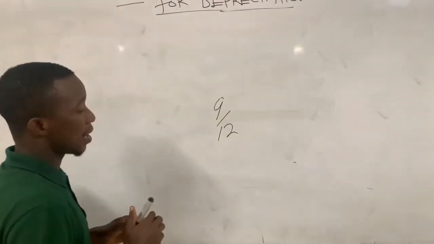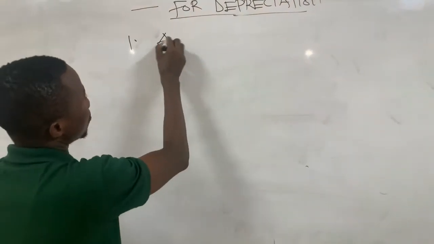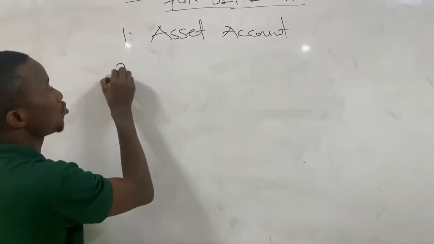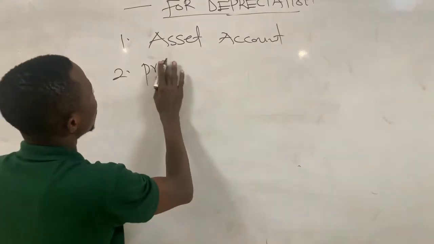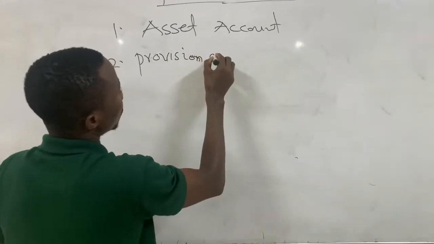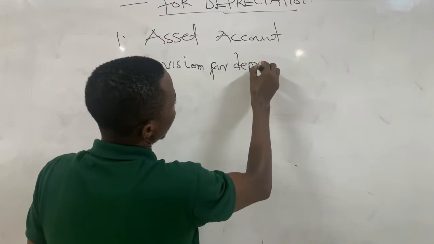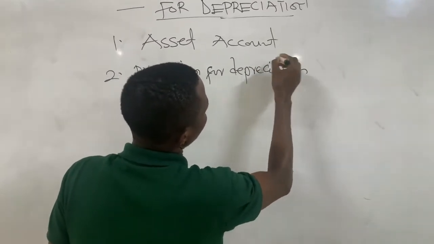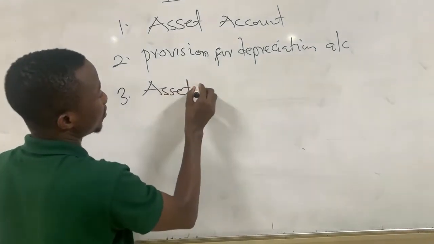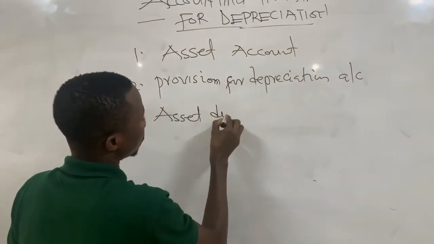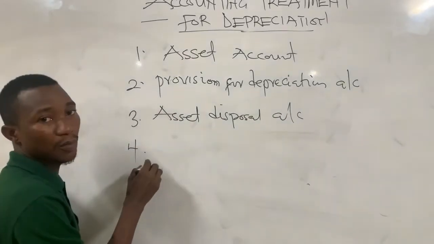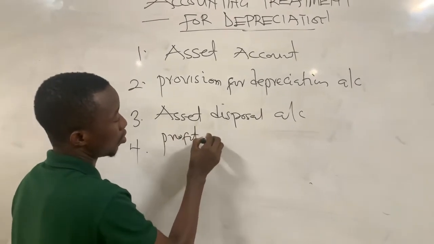So when this happens, I'm required to prepare the asset account. Two, I may be required to prepare the provision for depreciation account. And three, the asset disposal account. And four, probably the profit or loss account.